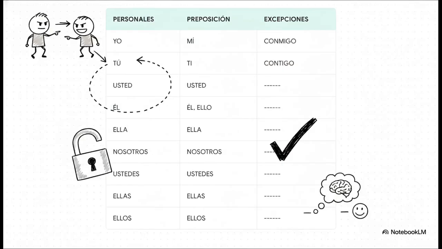And honestly, this beautifully illustrates the big secret of Spanish prepositional pronouns. Look at the top. We see our rebels, right? Yo becomes mí, tú becomes ti. But take a look at the rest of this list. Usted stays usted, él stays él, or sometimes ello, ella stays ella, nosotros remains nosotros, ustedes is still ustedes, and ellas and ellos, yep, perfectly unchanged. This is literally fantastic news for you as a learner because it massively reduces your cognitive load. The vast majority of pronouns don't change at all after a preposition. You really only need to watch out for that first and second person singular.